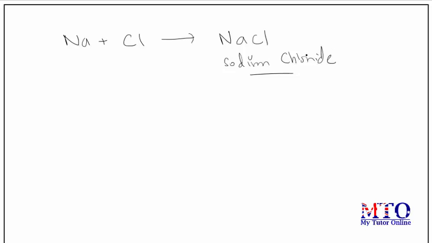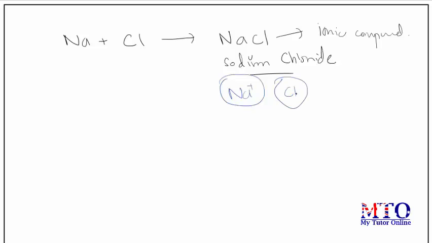Now consider a simple example. Sodium combines with chlorine to form sodium chloride. Sodium chloride is your common table salt. You also know that sodium chloride is an ionic compound. Ionic compound means that sodium ions combine with chloride ions, forming sodium chloride.